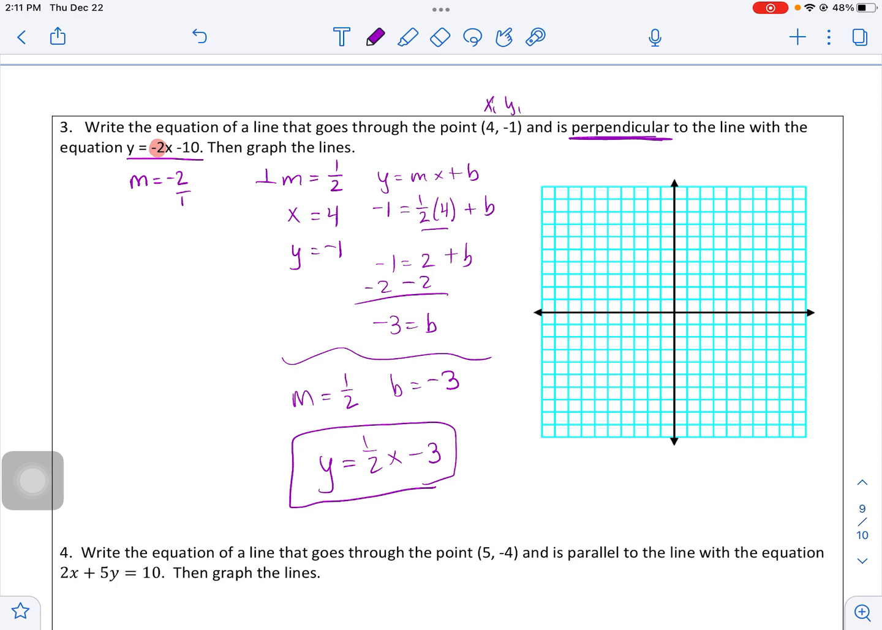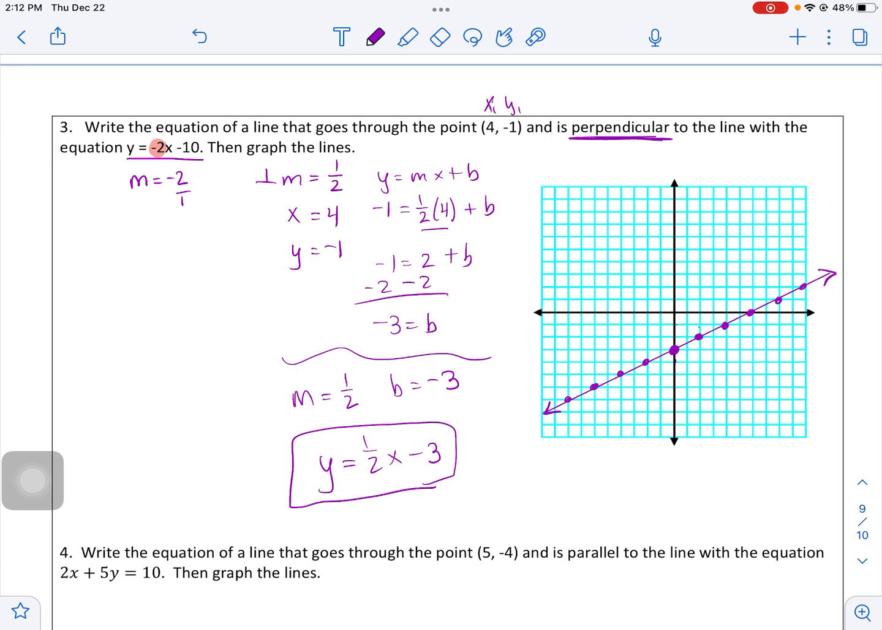Then it says graph the lines. So I'm going to start with my new line right here. I go down 3 because this is my y-intercept. 1, 2, 3, put a dot. That's my y-intercept. Always start at your y-intercept. Now I'm going to do a slope of 1/2. You go up 1, to the right 2. Up 1, to the right 2. And you keep going, make a nice long line, and you want to go in both directions. So there's my line, connect my dots. Arrows on both ends. That is the new line we just created.